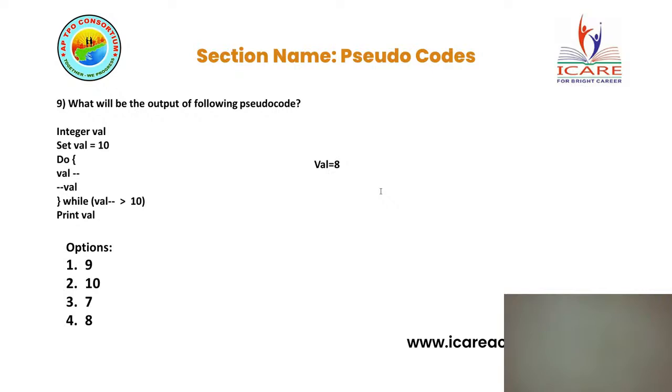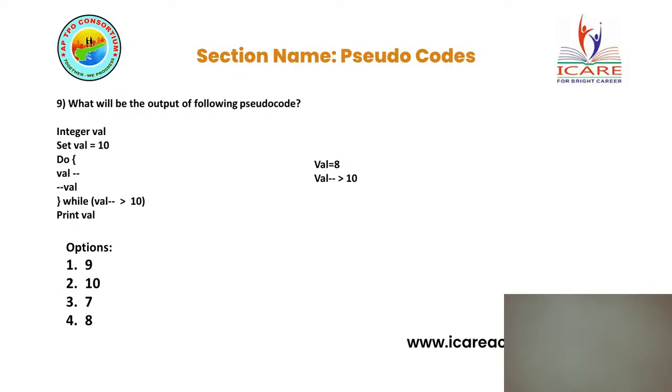So after that there is a while loop condition. What is that? Val minus minus greater than 10. Just carefully check it. There is a condition and decrement operation. Val minus minus is a post decrement operator. It means first the value will be checked. After that the value will be updated.